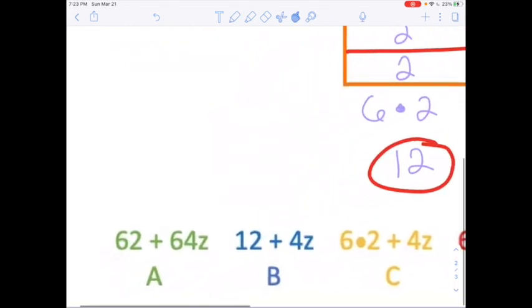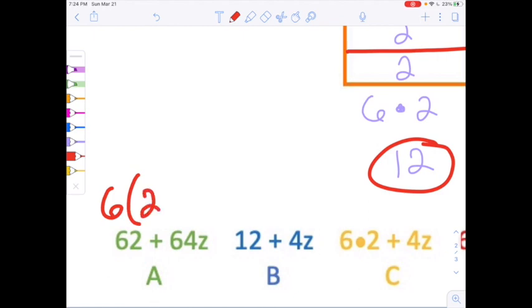If we go back to the original problem, 6 times the quantity 2 plus 4z, you can start to see where this answer might have come from. Here's a 2, 2, 4z, 4z. You can see that 6 got shoved in front of both a 2 and a 4z, right? So don't get tricked on that. Easy to do, right? So A does not make sense. We're going to get rid of that one.